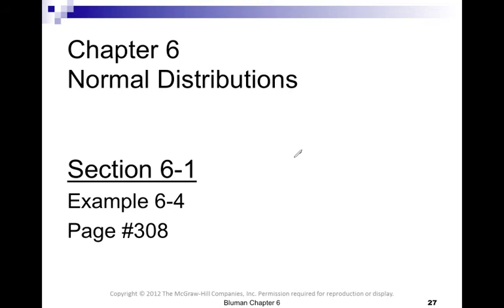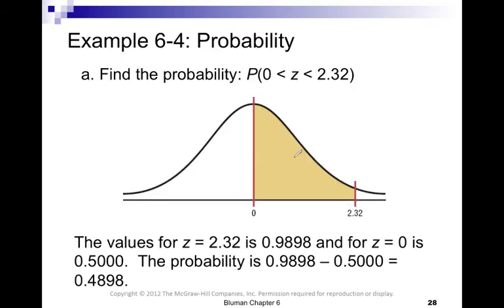Now, this is 6.4. It's a little different. Find the probability that 0 is less than z, which is less than 2.32. Remember, probability can only add up to 1. So the value for z, 2.32, from here all the way is 0.9898. But from here to here, from 0 to the left, is 50%, or 0.5.